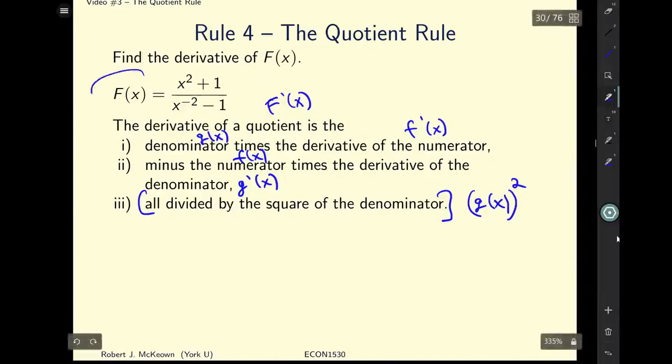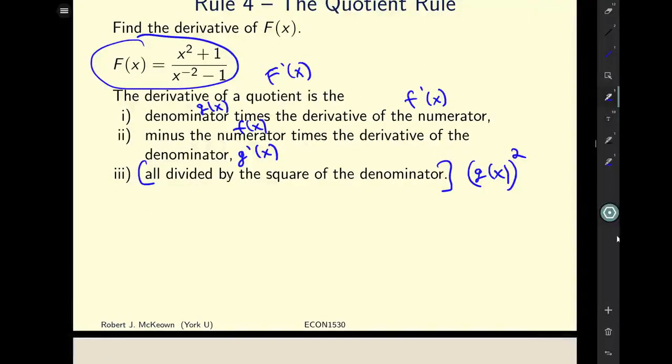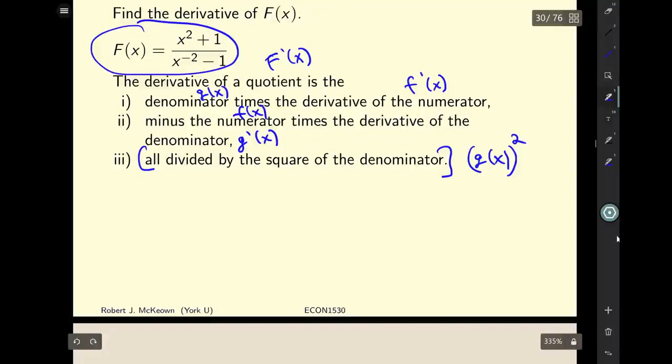Now we've got an example here. So let's use this example to find the derivative of big f of x. And the first thing we're going to do is take the derivative of the numerator. So that's 2x. That's my f prime of x. And I'm going to multiply it by what? I'm going to multiply it by g of x. G of x is x to the power of negative 2 minus 1.